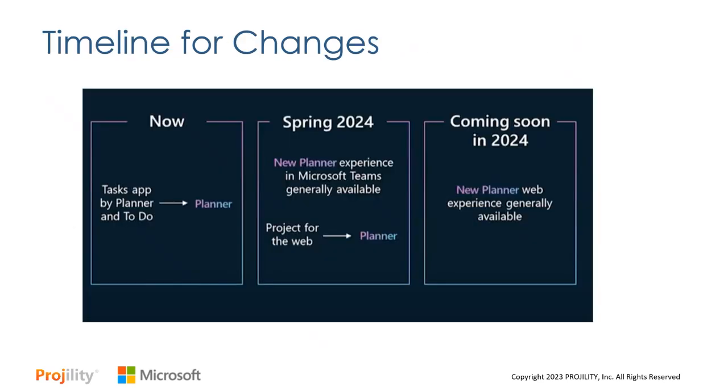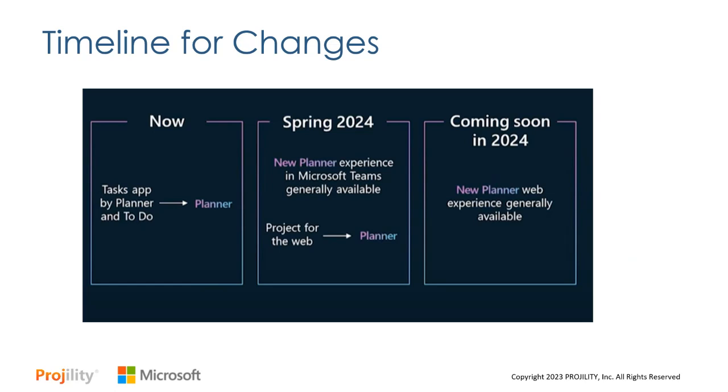Okay, so for a timeline for these changes, Microsoft has made this public, which is great. So if we look from left to right, what's happening now? The current app, if you go into Teams, called the Tasks app by Planner and To Do, is now all being rebranded as Planner. There will be one app for all of that stuff. So that will be called Planner. In the spring, this upcoming spring, this new Planner experience we talk about, where it's all integrated into Teams, will be generally available. This is where Project for the Web gets transitioned over into being renamed Planner. And that functionality will be there then.